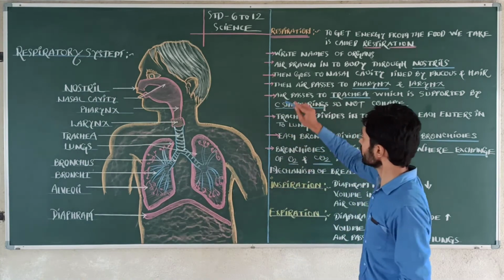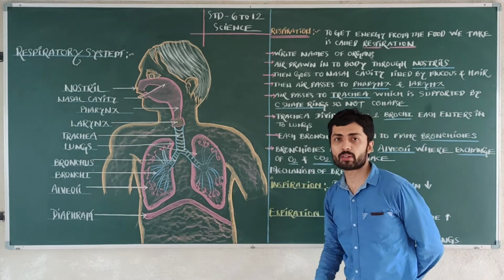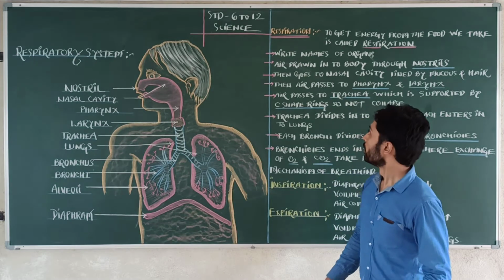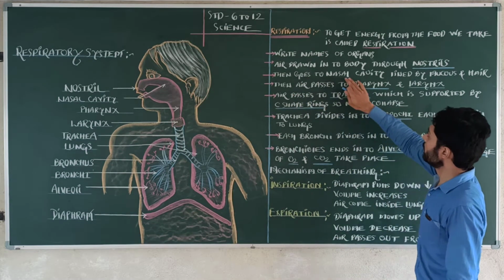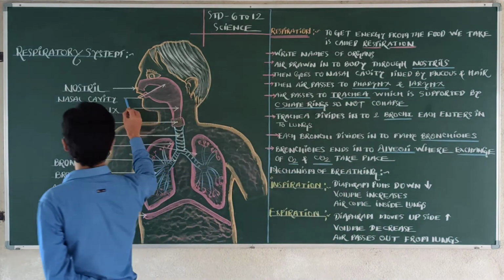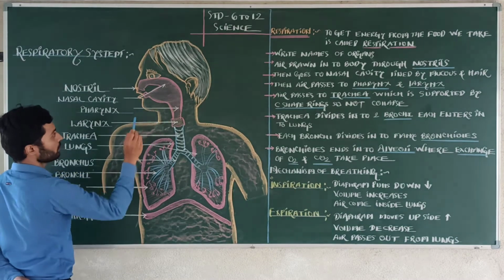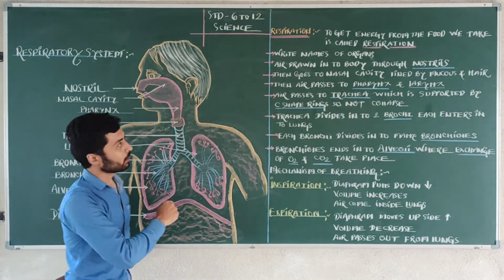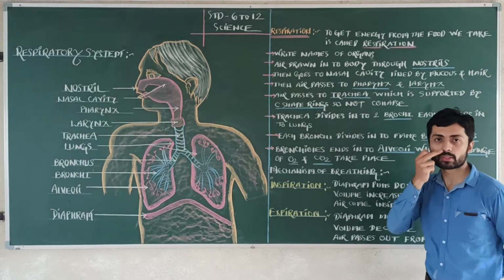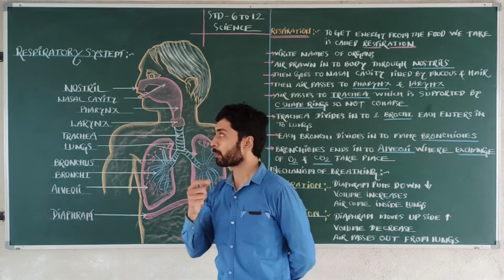Now third point. Air is drawn into our body through the nostrils. The air from the external environment enters into our body through these nostrils like this. Then air goes to the nasal cavity, and the nasal cavity is lined by mucus and hair. The function of this mucus and hair-like structure in the nasal cavity is to protect our respiratory system from microorganisms and dust particles.